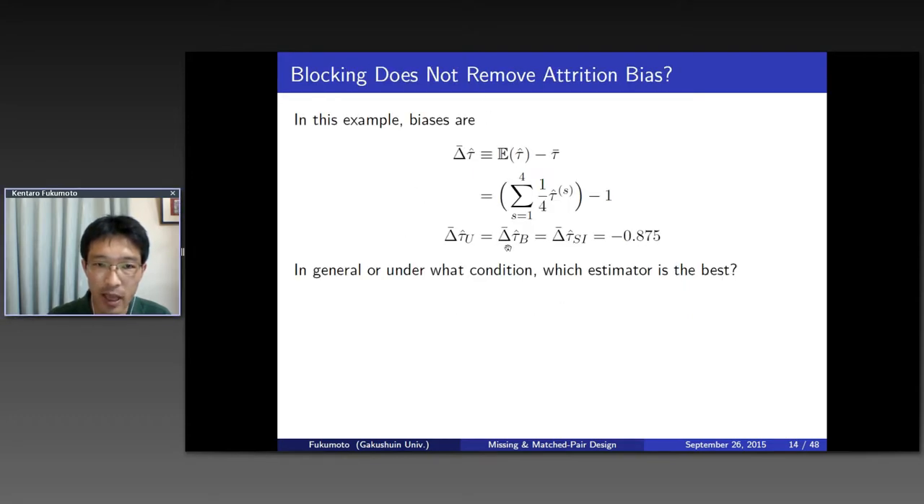Then we can calculate the bias of three estimators. And actually, in this case, the bias of all three estimators is equal to minus 0.875. So what matters is that blockwise deletion estimator is actually biased. So the question of today's talk is, in general, or under what condition, which estimator is the best?